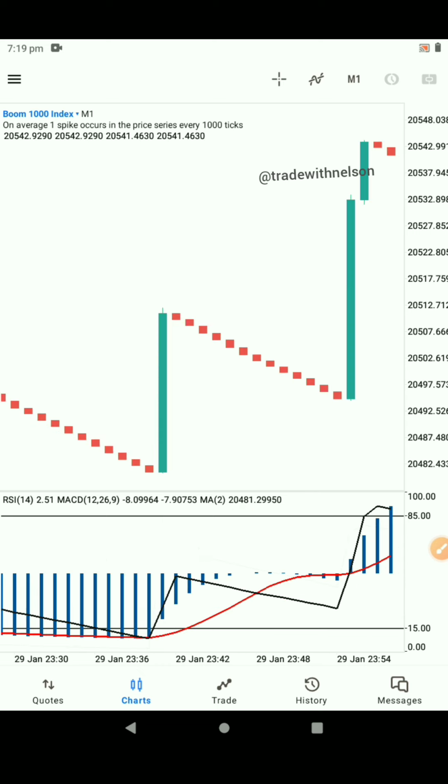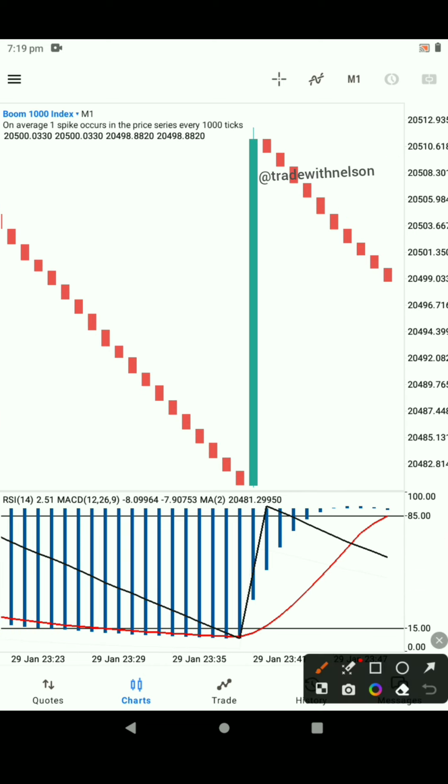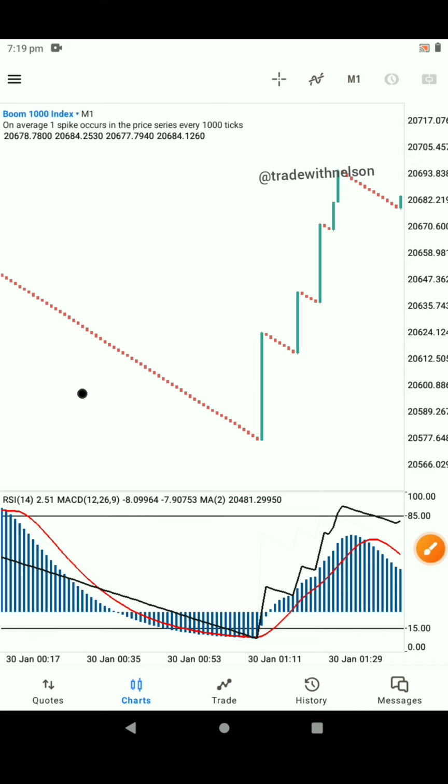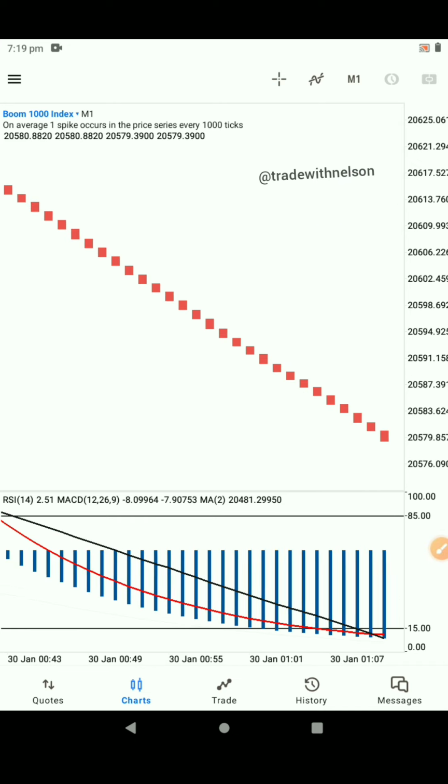So at this point, as you can see, the indicators give us a signal. So we enter a buy, then we catch this spike. Once we have that single spike, we close our trade and wait for another opportunity. There's also another opportunity over here.